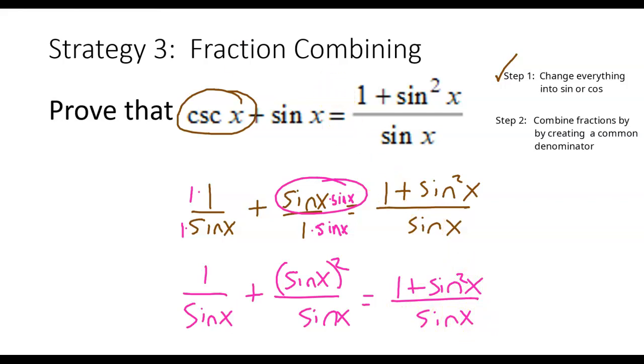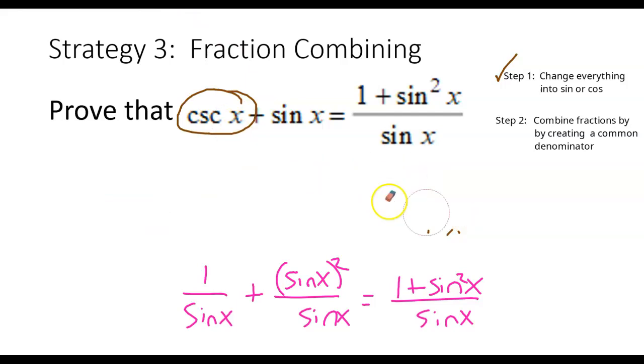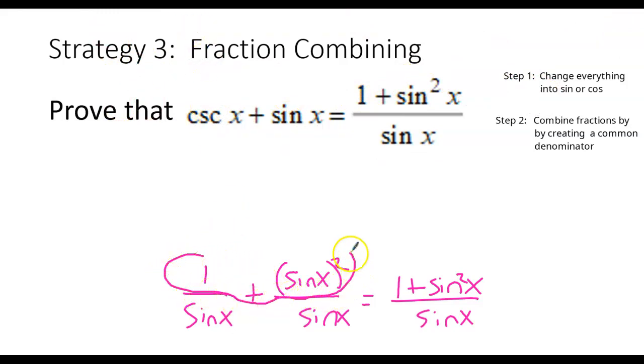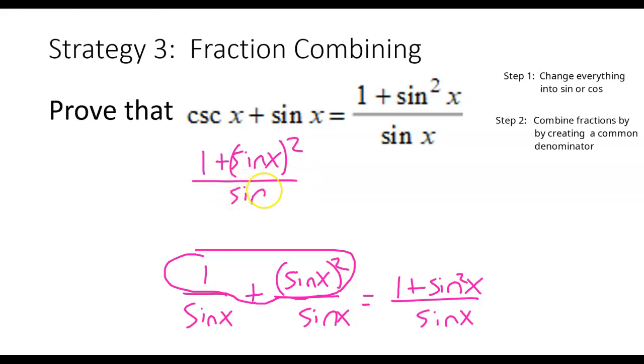All right. And after that, we're ready. We're still on step 2, though. We need to now combine the fractions together. Now that we got them to have a common denominator, now we can actually go ahead and combine them together. So you just take 1 and add it to that one there. So you have 1 plus sine x squared over the common denominator. And the right side looks like this.